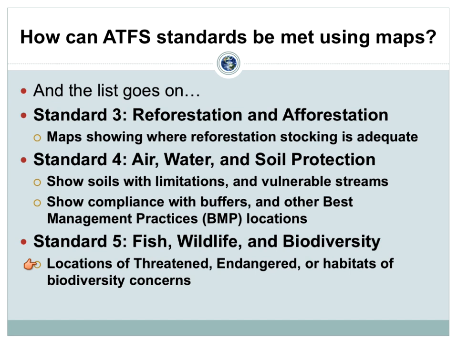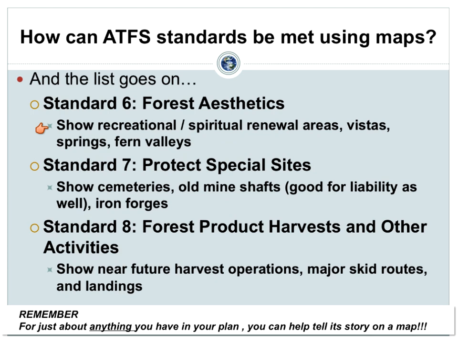Forest aesthetics, well, we kind of looked at some of that. Some of the special sites could be recreational, spiritual renewal areas, vistas, or they could be actual historic areas as well. Show cemeteries, old mine shafts, very good for liability. It's kind of a warning, letting people know where an old iron forge might be on your property. Okay, so those sorts of special sites to be protected, and keep loggers out and those sorts of things. And then also forest harvest products, showing locations of near future harvests, major skid routes and landings.